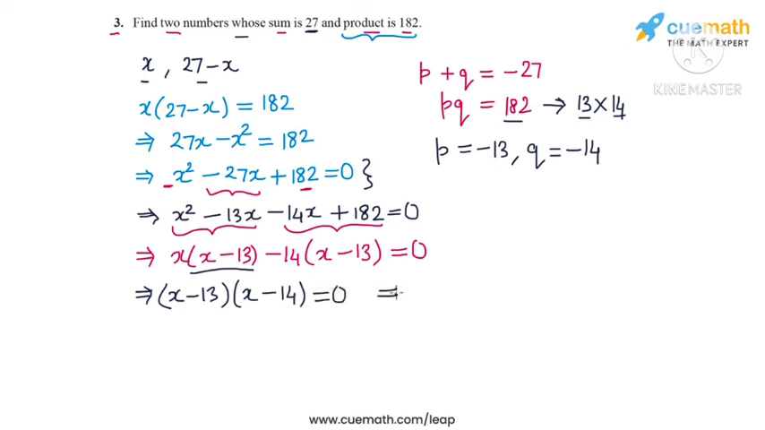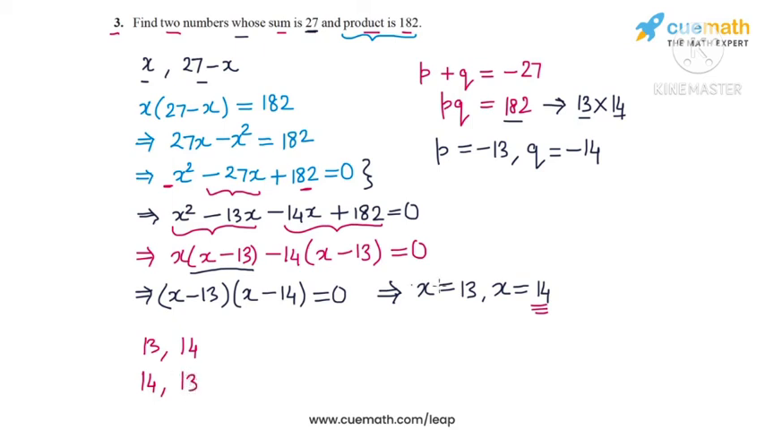And now we can see that the two roots of this equation are x equal to 13 and x equal to 14. So if x is equal to 13, then the first number is 13 and the second number is 27 minus 13, which is 14. And if we take x equal to 14, then the first number is 14 and the second number is 27 minus x, or 13.